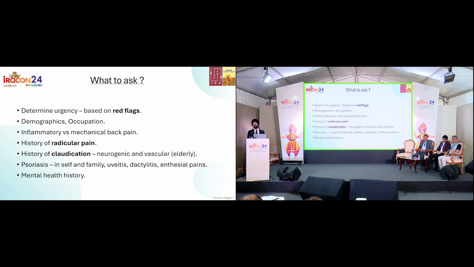Now, vascular claudication happens due to atherosclerotic disease, and you will see that the patient complains that after walking a certain distance, the patient starts having leg pain, which improves when the patient rests. Neurogenic claudication is mostly dependent upon the posture.